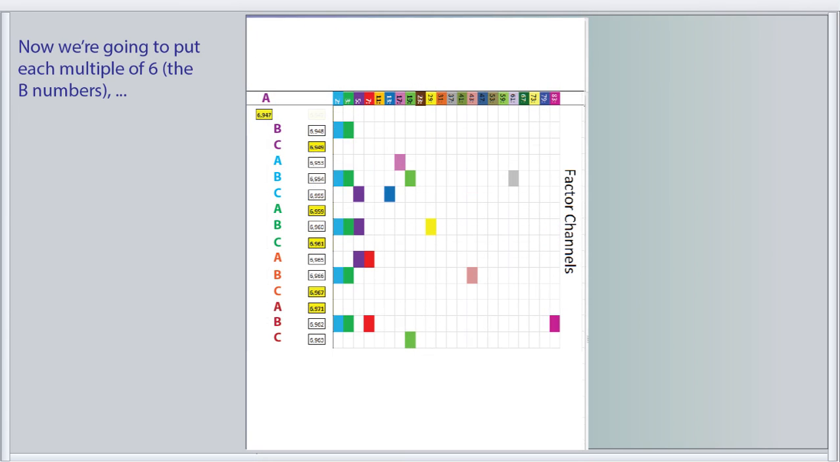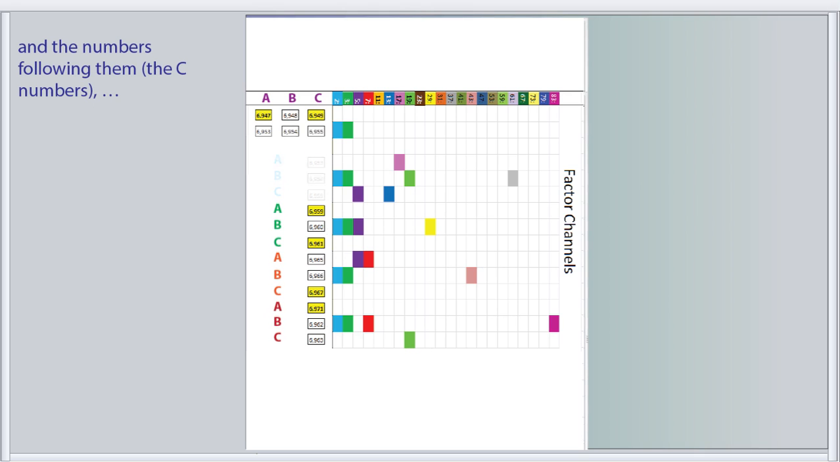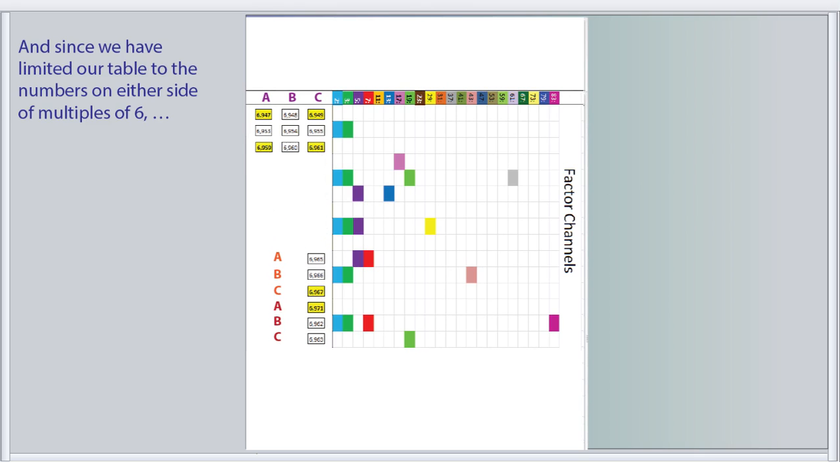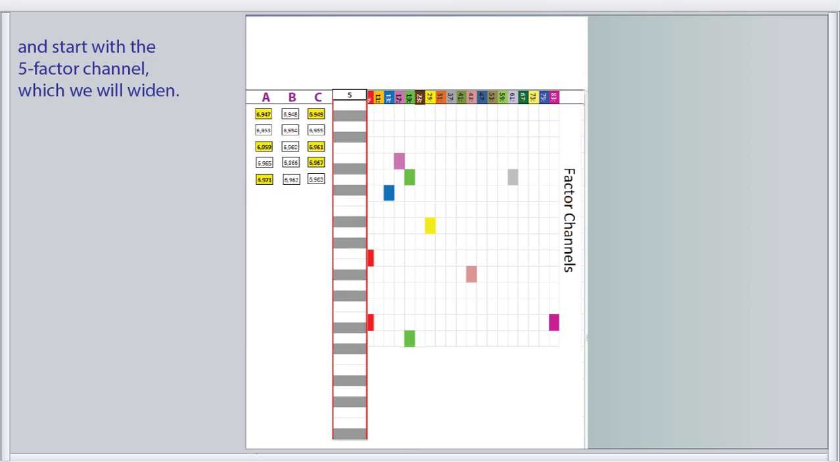Now we're going to put each multiple of 6, the B numbers, together with the numbers preceding them, the A numbers, and the numbers following them, the C numbers, all on the same row. And since we have limited our table to the numbers on either side of multiples of 6, we no longer need the 2-factor channel or the 3-factor channel. So we'll delete them and start with the 5-factor channel, which we will widen. In fact, we will widen every factor channel as follows.